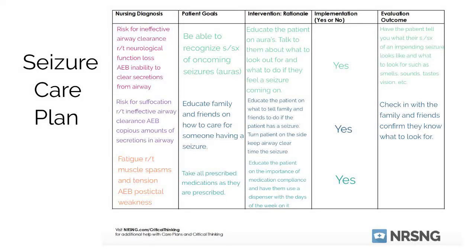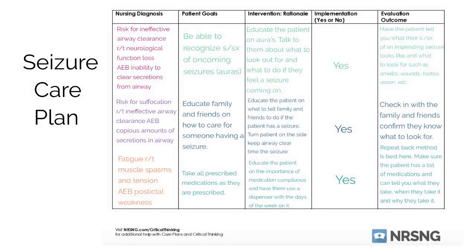For your second evaluation, one of the things you can do is check in with the family and friends to confirm that they know what they're looking for. Have them use the teach back method as well. Ask them what they were taught, what the family member or the patient told them.